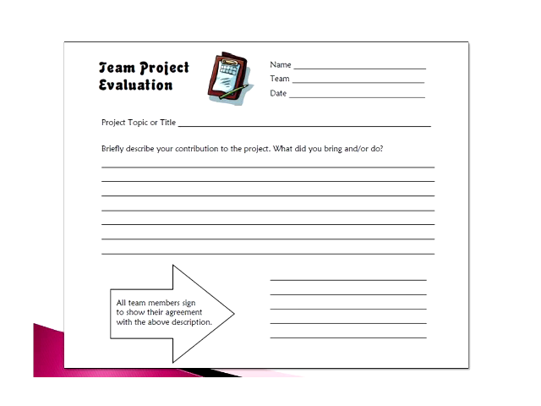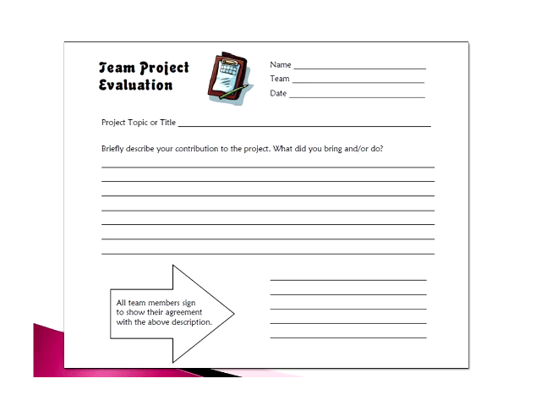Everyone in the team got their own copy. They put their project title, and it says, briefly describe your contribution to the project. What did you bring and or do? So did you bring props for the play? Did you write the script? What did you do? Each student writes what they contributed.